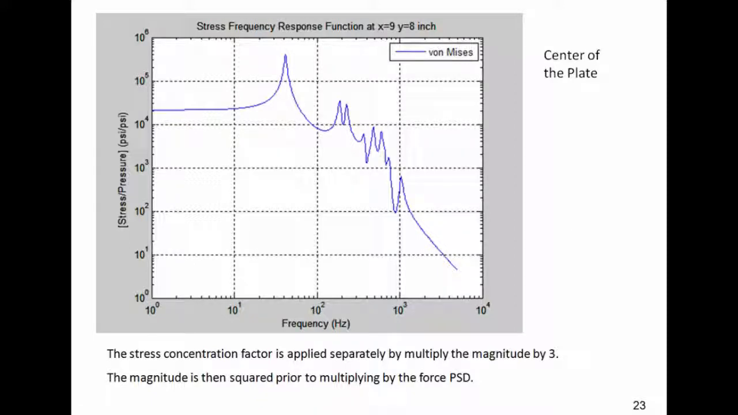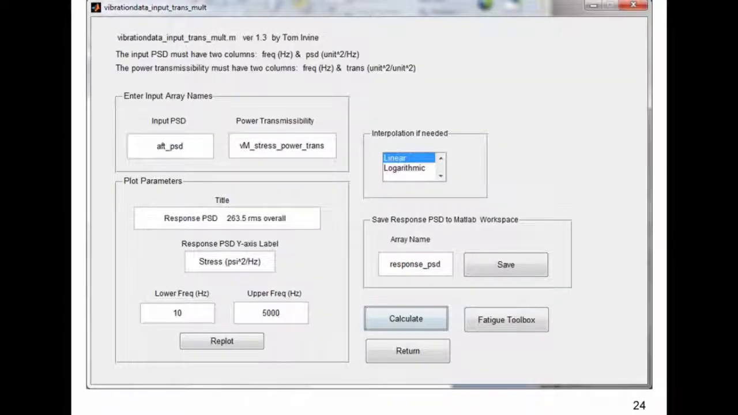We took a look at the stress frequency response function at the center of the plate. This does not yet have the stress concentration factor applied. Then we did this multiplication where we took our forcing function, which is from the 737 data, that power spectral density. We multiplied it against the power transmissibility in order to get our response PSD. And our response PSD has stress units, psi squared per hertz.